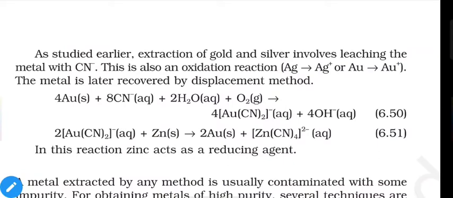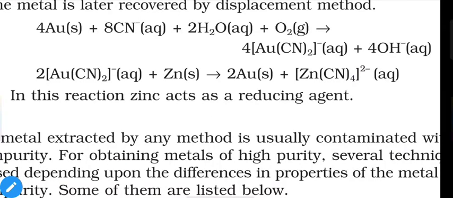Now extraction of some noble metals, that means less reactive or non-reactive metals like gold, silver or platinum, is done by different types of methods, mainly chemical methods. As mentioned here, extraction of gold and silver involves leaching the metal with CN minus ion. This is also an oxidation reaction, that means metals will increase their oxidation state, but in a later stage it will be reduced again to obtain pure metal. The reaction is mentioned, so let us discuss it. Basically it is a two-step reaction.